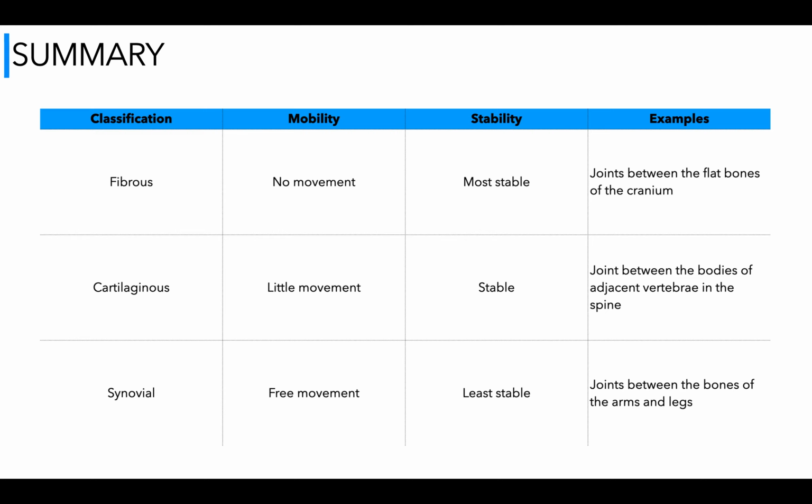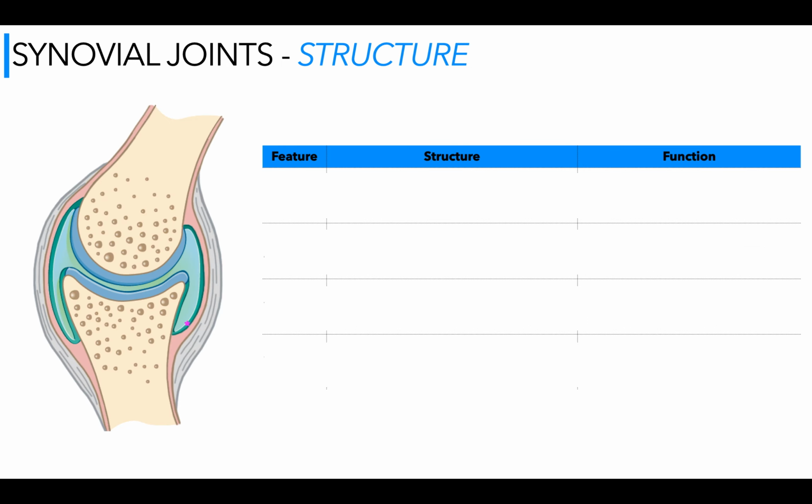So let's take a closer look at the synovial joint and particularly their structure, because these are the joints that we're most interested in, as obviously they allow movement. This is a key focus of the syllabus, and it's important to understand the structure of these joints. So what we're going to start with is what you might call the typical features of a synovial joint.